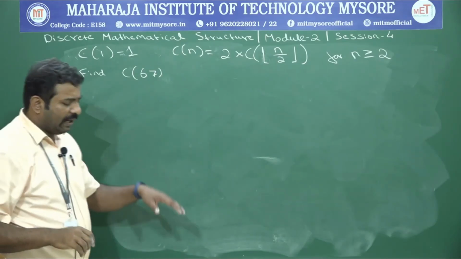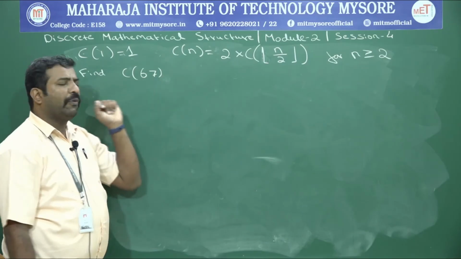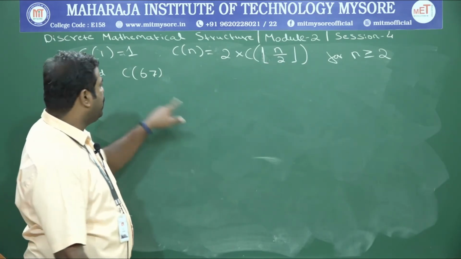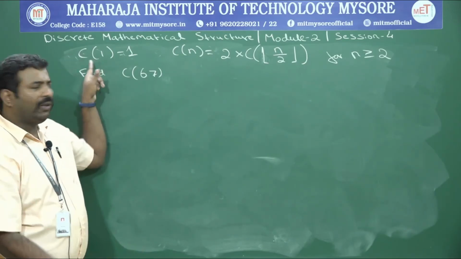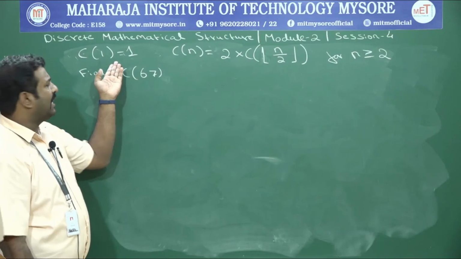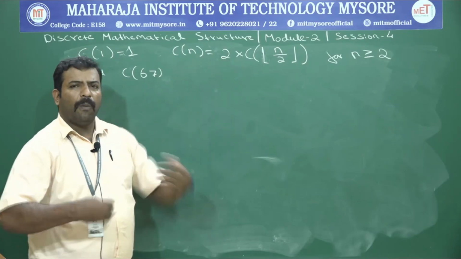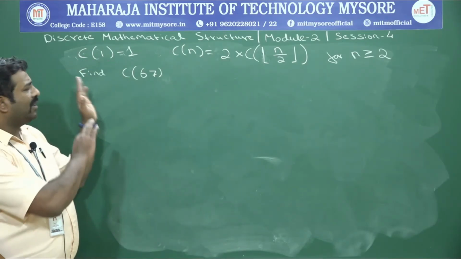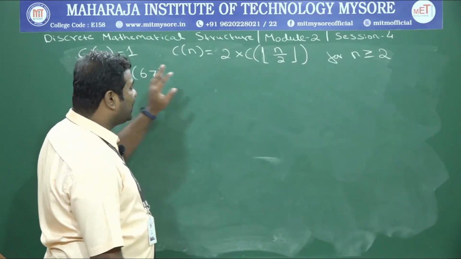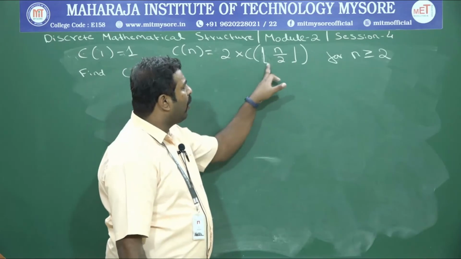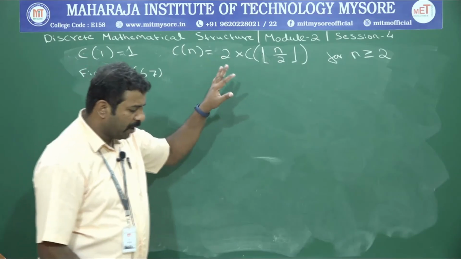Fine. Now this is a recursive definition again. A recursive form has been given and you need to find the value of c of 67. Now just observe here, c of 1 is equivalent to c1 equals 1, and this is c(n) equals 2 into c of floor of n by 2, but in the form of function we have represented using brackets over here. Fine. And for this case I need to find c of 67, but now the operator I am going to use is called floor. Fine, this is called floor.